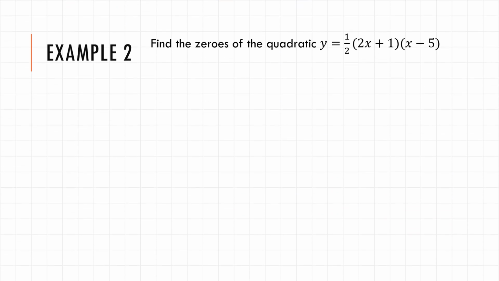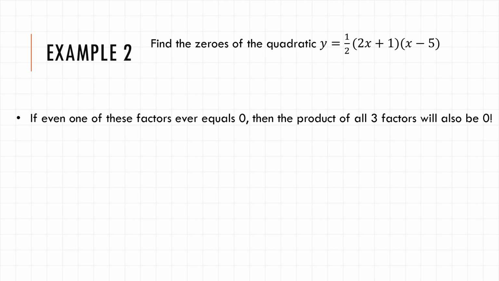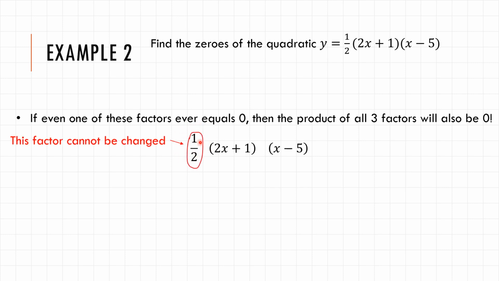In this example, let's find the zeros of this quadratic. If even one of these factors ever equals 0, then when I multiply them all together, the product, the answer of all 3, will also be 0. So here I have the same equation. What would make this equal 0? Well, I can't change this factor, right? This one right here is not able to be changed.